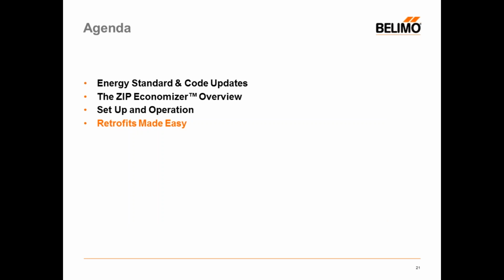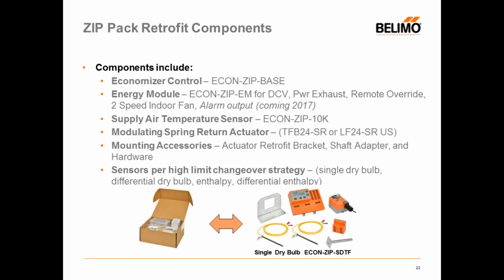Belimo also offers a host of retrofit kits. We call these the ZIP packs. The kit includes the ZIP Economizer base, the energy module, a supply temp sensor, a choice of modulating spring return actuator depending on the size of your damper, mounting brackets, shafts, and accessories, and a choice of outside air and interior sensors depending on the desired high limit changeover strategy.